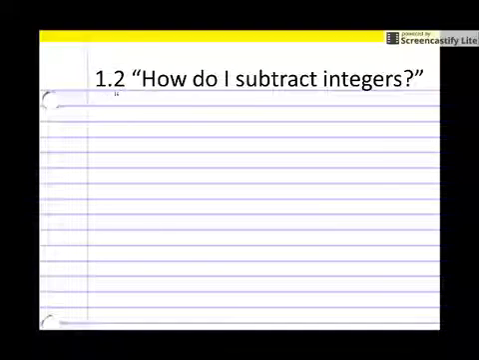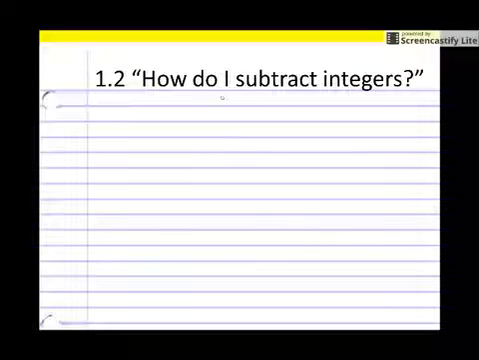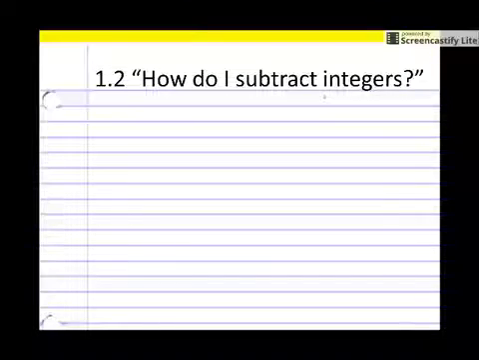So turning to a new episode page, a page right after episode 1, at the very top, I want you to label it Season 1, Episode 2, How Do I Subtract Integers?